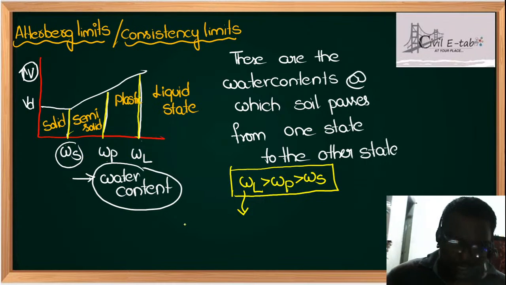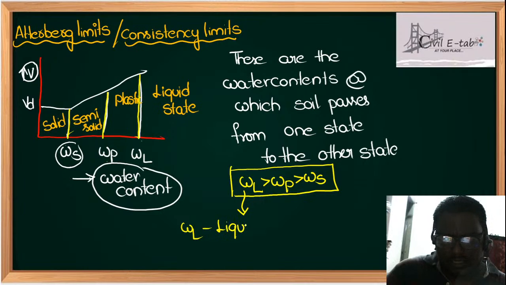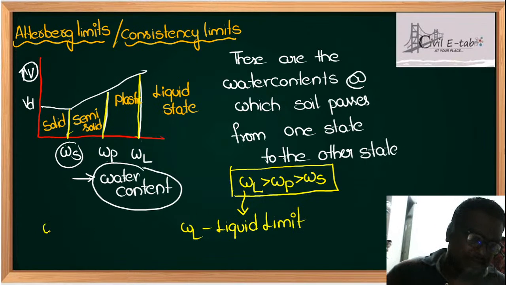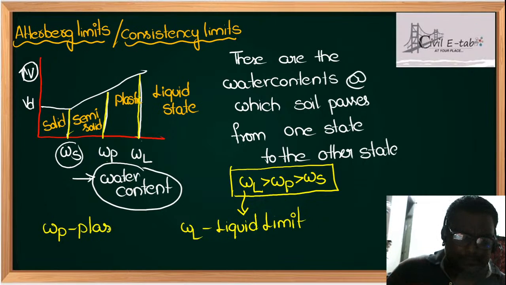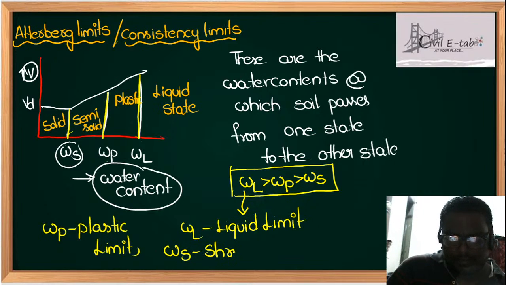So what do you mean by WL? WL is known as liquid limit. Are you following, students? Any doubts, you can always feel free to ask me. What do you mean by WP? WP is known as plastic limit. And what do you mean by WS? WS is known as shrinkage limit.